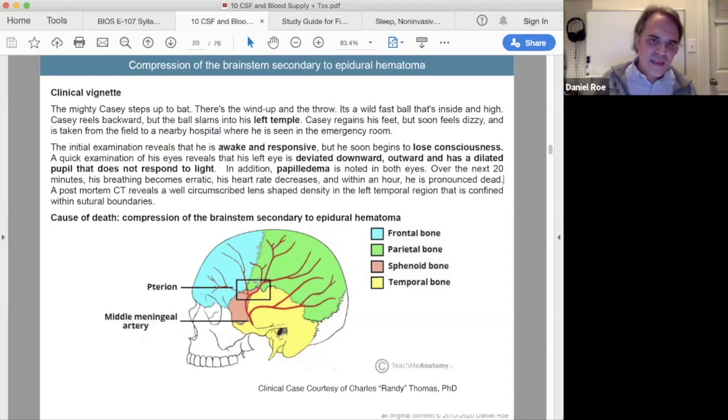So yeah, right there's Terrien, and you can see that we have drawn in here where the territory of the middle meningeal artery would be. So you can see that Terrien lies right over branches of the middle meningeal artery. And that's the problem. Mighty Casey got hit right there around Terrien, and it dissected his middle meningeal artery, and he suffered an epidural hematoma and died.